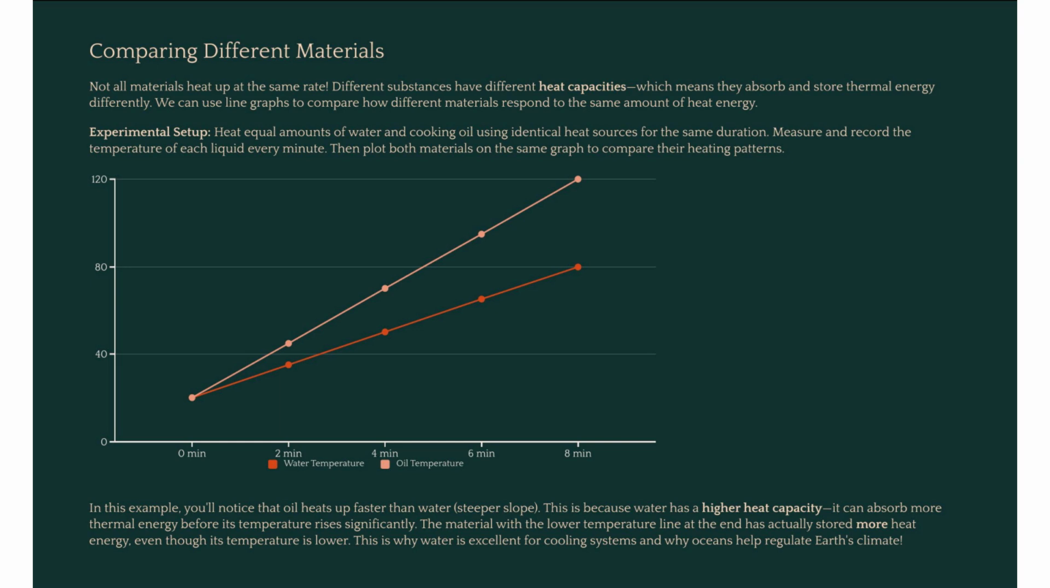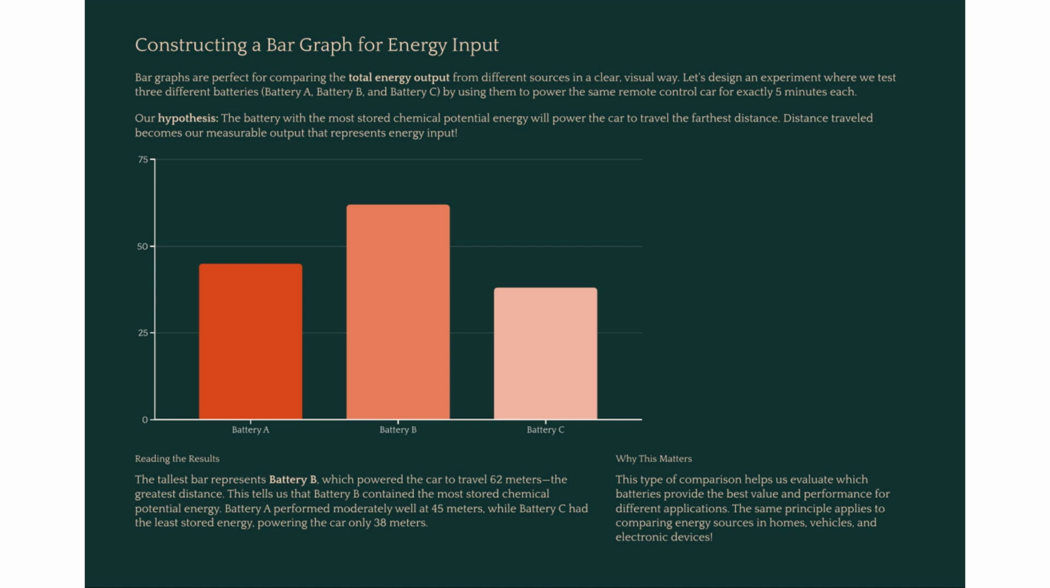We can also use bar graphs to represent the potential energy stored in consumables like batteries. Imagine 3 batteries, A, B, and C, each powering the same remote control car. If we track the distance the car travels before the battery dies, we can create a bar graph. The battery that makes the tallest bar travels the farthest, so it must have had the most chemical potential energy stored inside it, ready to be converted to kinetic energy for the car.